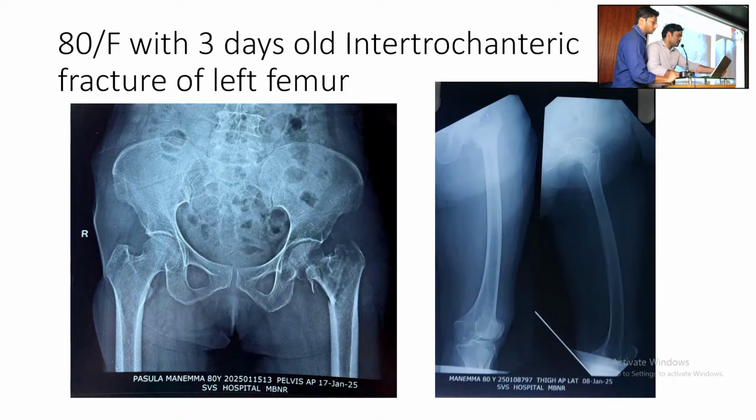Eighty-year-old female with intertrochanteric fracture of left femur. It's Boyd and Griffin type 2.